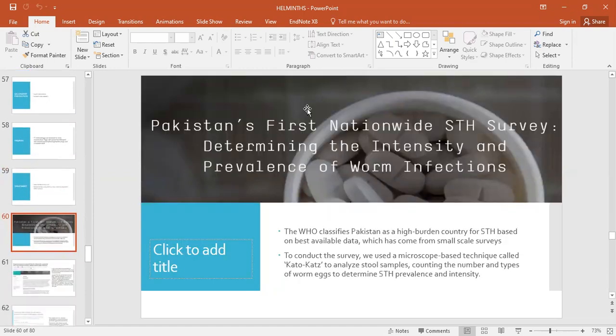This is Pakistan's first nationwide soil-transmitted helminths survey, determining the intensity and the prevalence of worm infections. WHO classifies Pakistan as a high burden country for soil-transmitted helminths based on the best available data, which has come from small scale surveys. To conduct this survey, we use a microscope based technique called the Kato-Katz to analyze the stool samples, counting the numbers and types of worm eggs to determine the prevalence and the intensity.